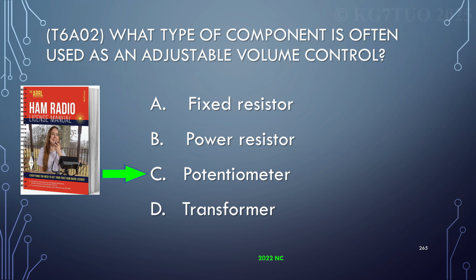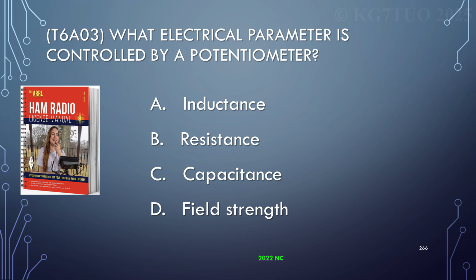What type of component is often used as an adjustable volume control? Potentiometer. Outstanding. What electrical parameter is controlled by a potentiometer? Now you got the hard part. Bravo, resistance? Do you agree, sir? Because you know what a potentiometer is from the last answer. It is the resistance. That's how you control the volume.